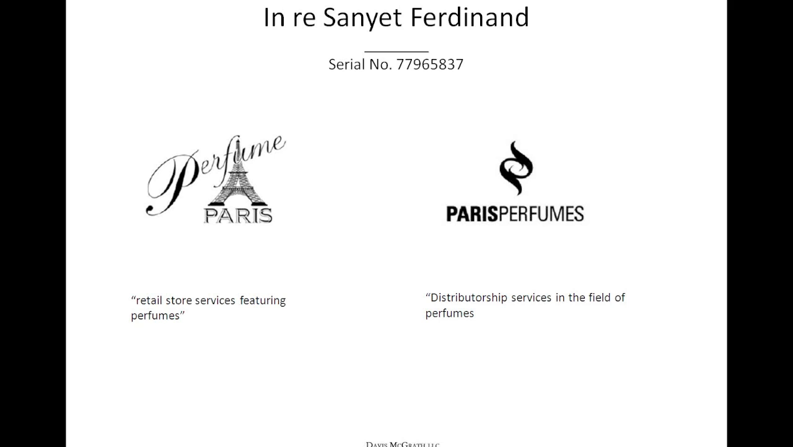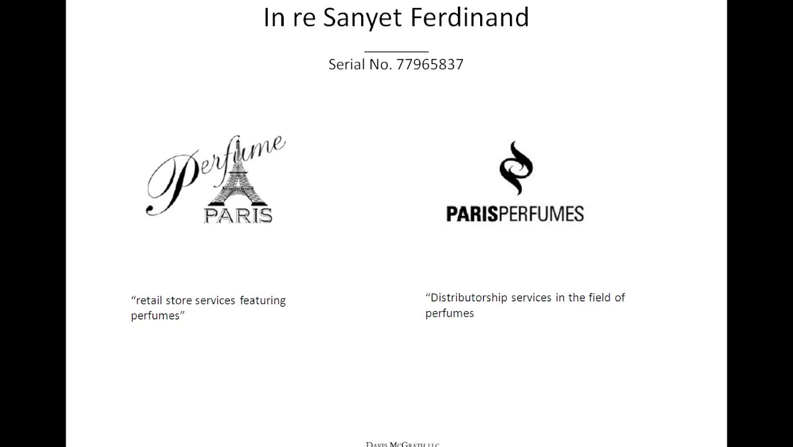The board noted that there was limited evidence that distributorship and retail store services would be provided by the same entity. They're normally rather distinct. Distributorship services are generally provided to businesses, whereas retail store services are provided to individuals, and so there'll be completely different channels of trade. And so the board focused on that as part of the reason they came to their decision.